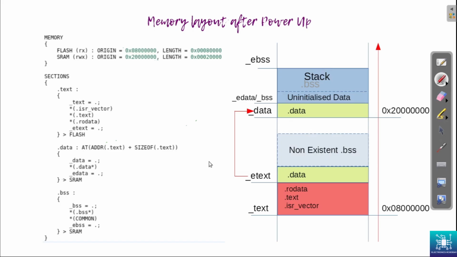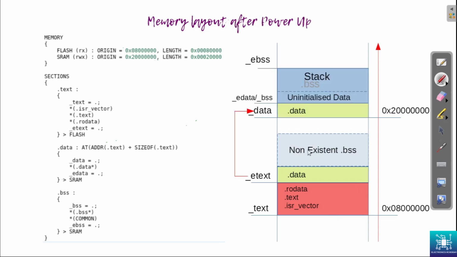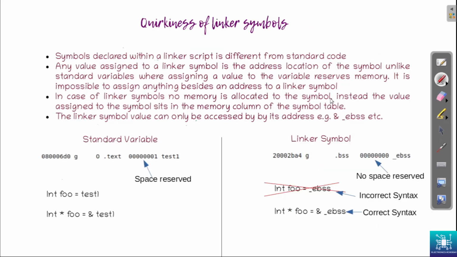So this is the memory layout after power up. Before power up, this is what stays. Immediately after power up, this is what happens during the initialization stage, in the reset handler. So this is all in the reset handler. The reset handler is going to do the data copying and everything. There is the linker script symbol that we saw, and we even spoke of it. These symbols are a little weird.